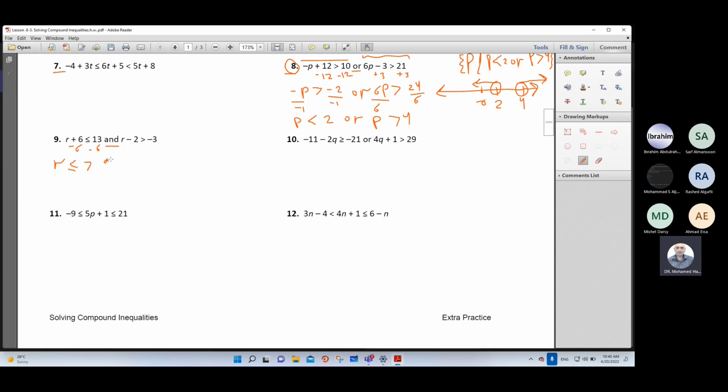And here r minus 2 greater than minus 3. So we can add here 2, the inverse. So r greater than minus 1. So the set of the solution, we have the variable r such that r is between two values: r greater than -1, and r less than or equal to 7.